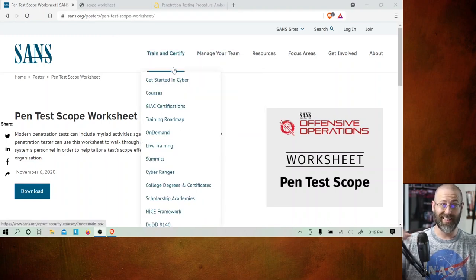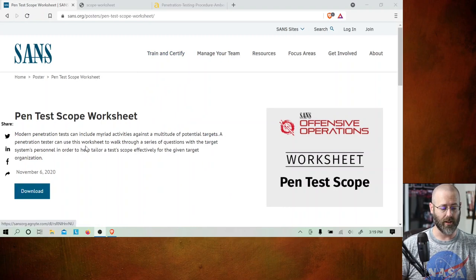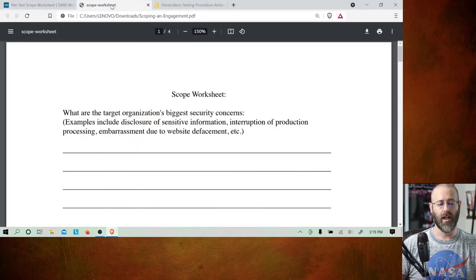I'm going to put that down in the description for us. And you hit download. It's funny, you hit download and it actually doesn't download it. It just opens it in the browser and then you can download it. Weird, right? So I downloaded it. Here we go. Got it now.